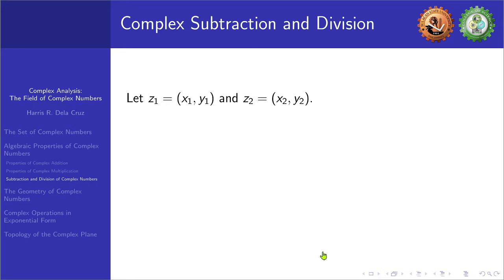Looking now at the components of C1 and C2, and since the additive inverse of C2 is (negative x2, negative y2), we can rewrite C1 minus C2 as the complex number (x1 minus x2) for the real part and (y1 minus y2) for the imaginary part.